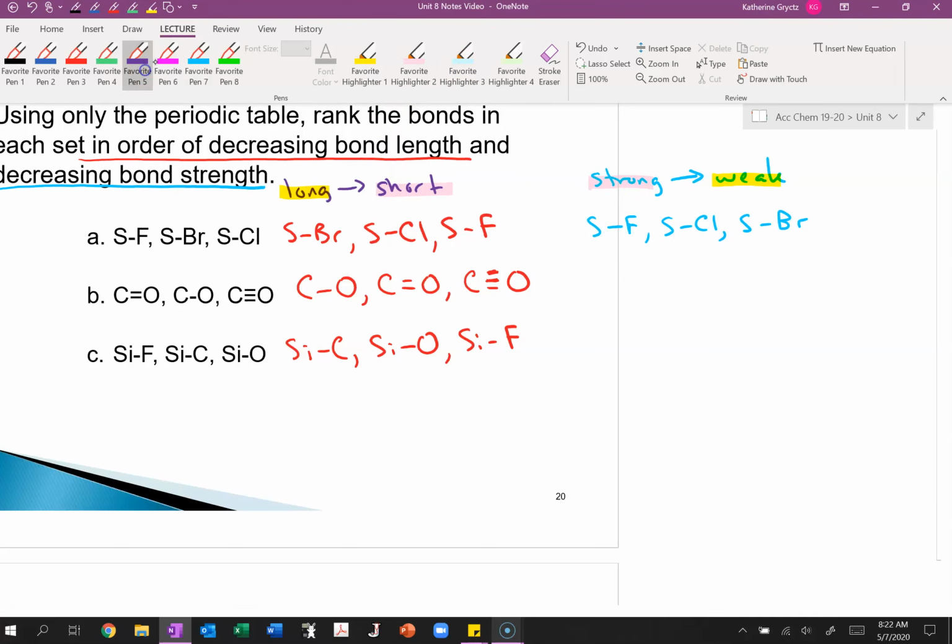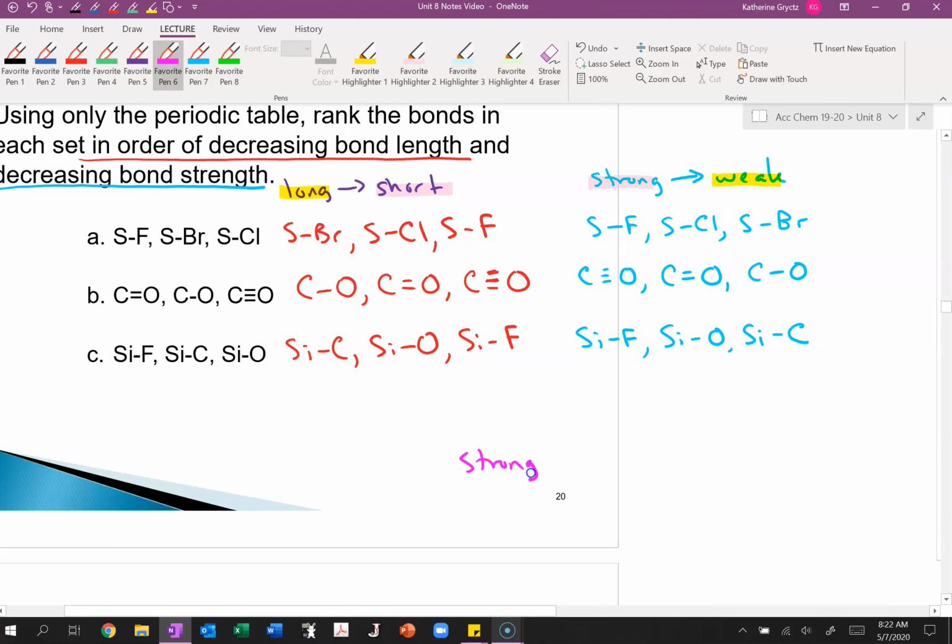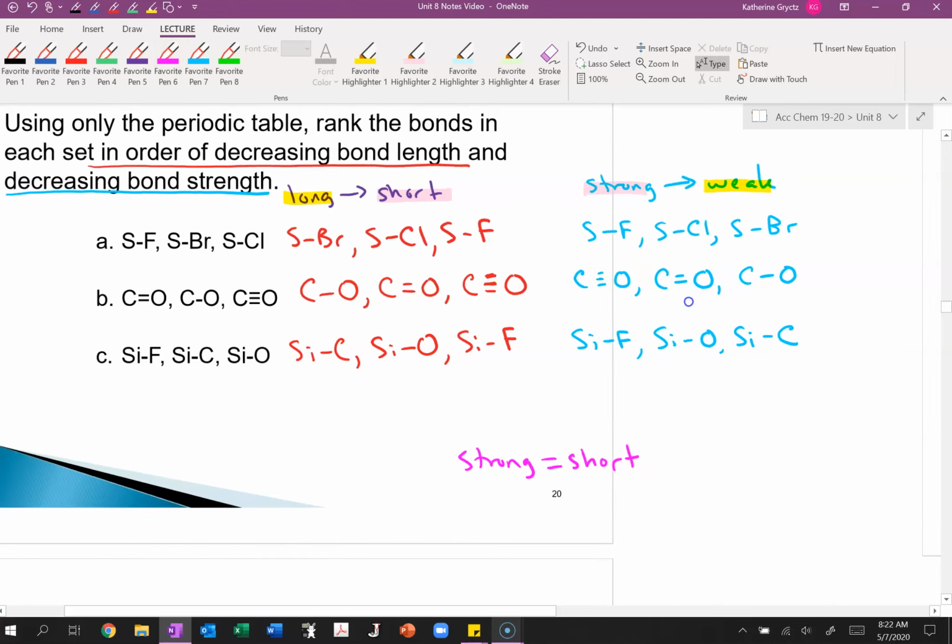All right, so what you'll find is these are inversely related. They're oppositely related. So the next one, the strongest bond is going to be the triple bond, then the double bond, and then the weakest is the single bond. And then finally, the strongest bond here should be the shortest bond with F, and then O, and then C. Okay, so those are oppositely related. Strong is short. Okay, strongest is shortest. All right, and that's it.